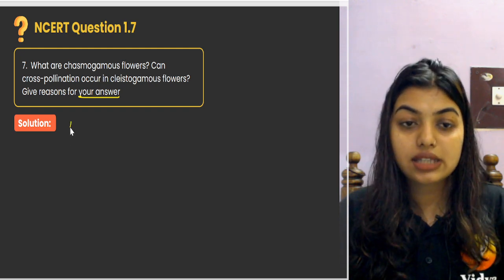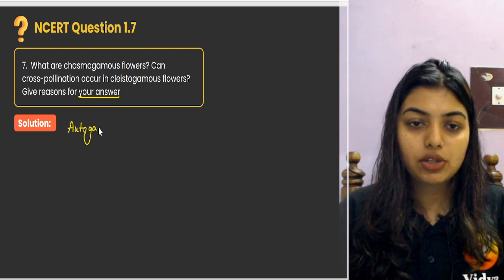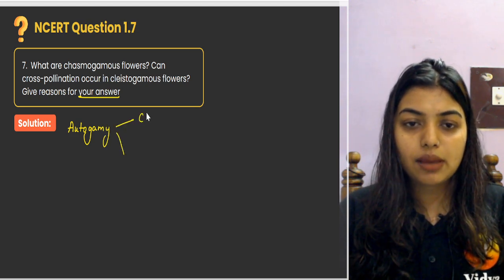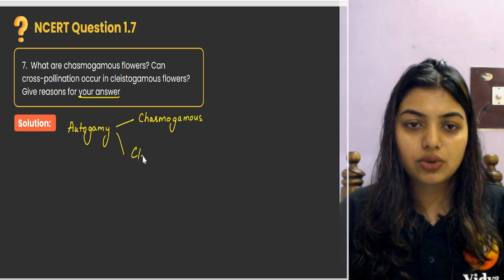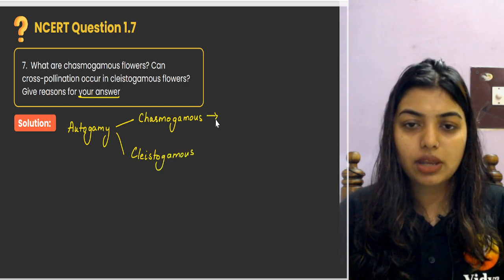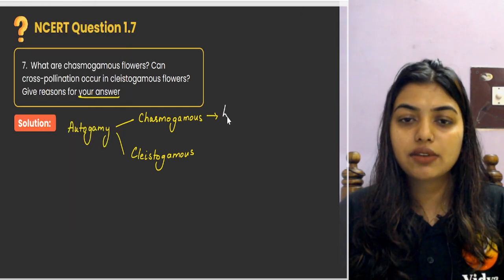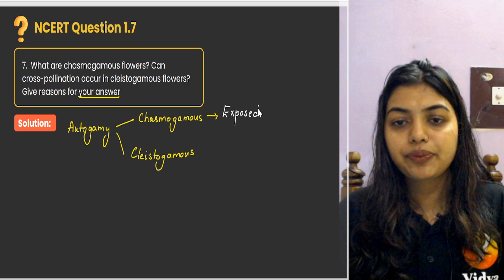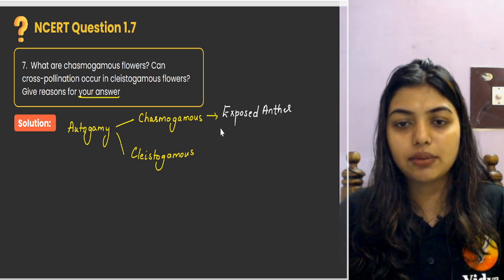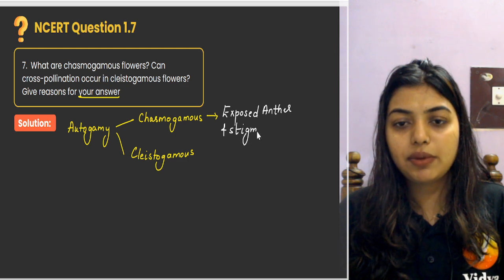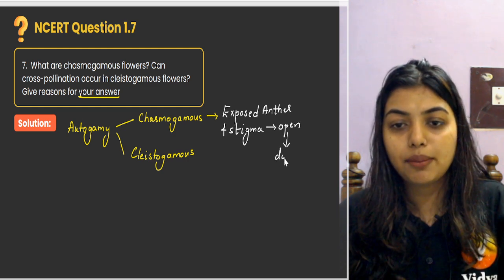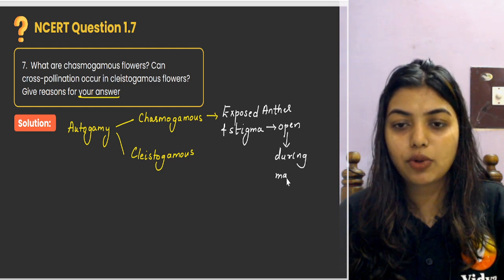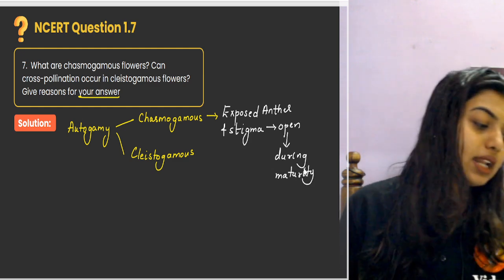Students, according to your NCERT, under autogamy, 2 things they have given: chasmogamous and cleistogamous. Now the question asks what is a chasmogamous flower. According to your NCERT, chasmogamous flowers are the flowers which have exposed anther and stigma, and they are going to open during maturity for cross pollination to happen. They'll allow cross pollination, but only during maturity they are going to open and help for cross pollination.